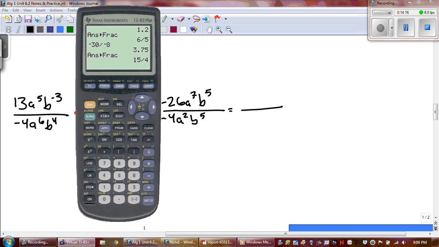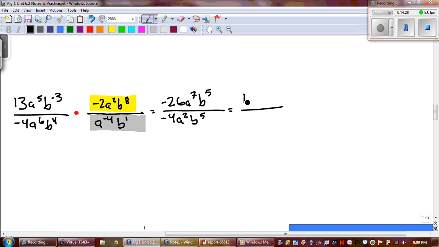Using my calculator, I've got negative 26 divided by negative 4, 6.5, and when I turn that into a fraction, I get 13 over 2. So I know 13's on the top, 2's on the bottom. I'll make that, sorry guys, I'll make that look like an actual 2. And now looking at the A's, the top wins by 5. And looking at the B's, they both cancel out. So we're left with 13a to the 5th over 2.